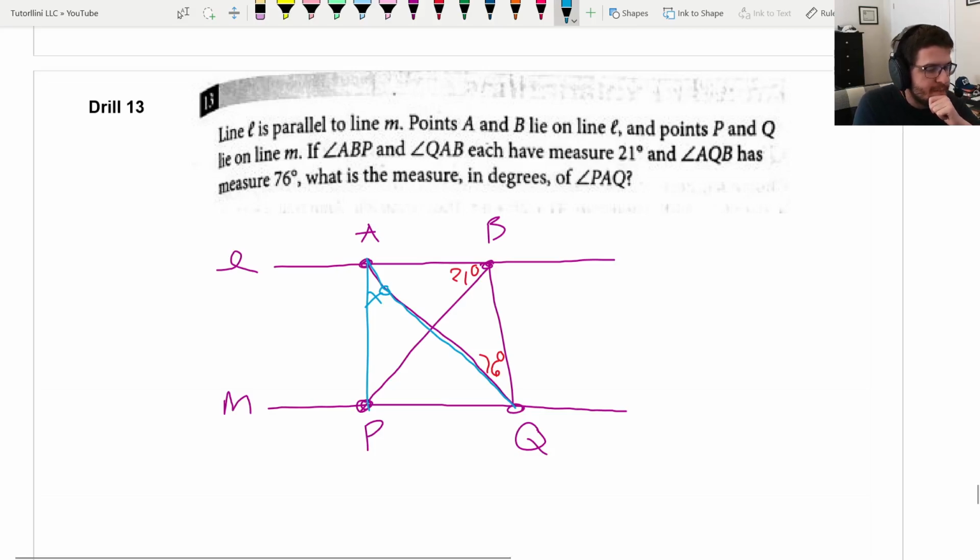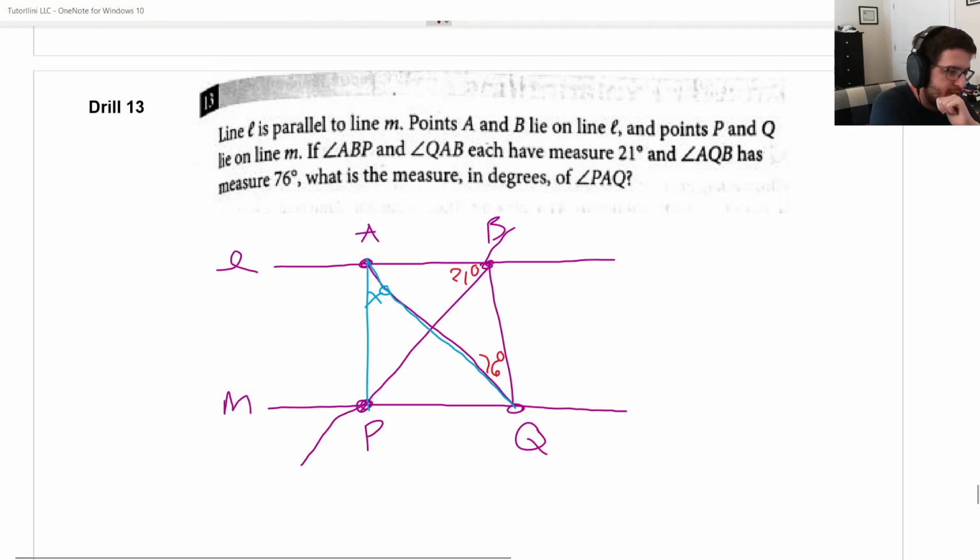Okay, interesting. We definitely got to do something with the parallel. I'm seeing some, if I extend this, I'm seeing some alternate interior angles. So I think this one's 21.